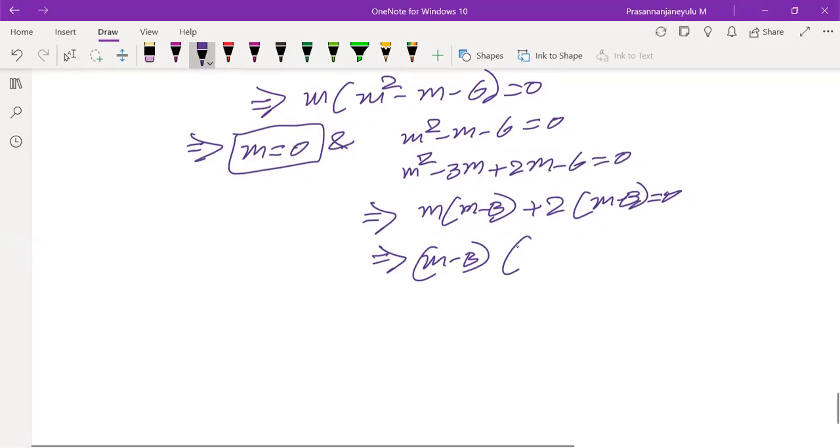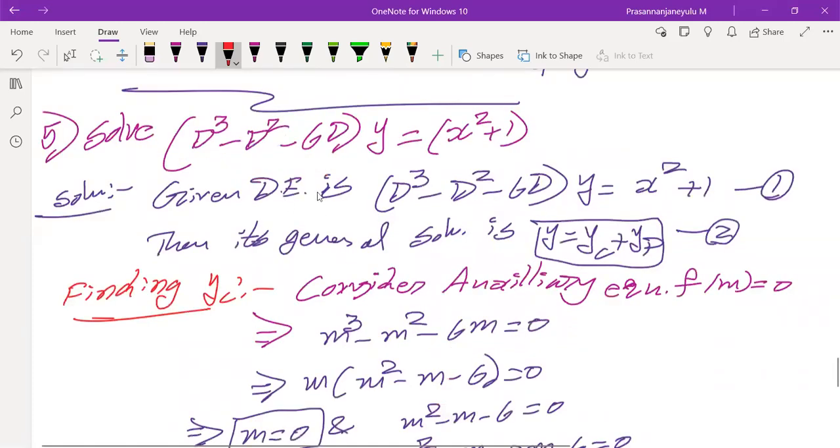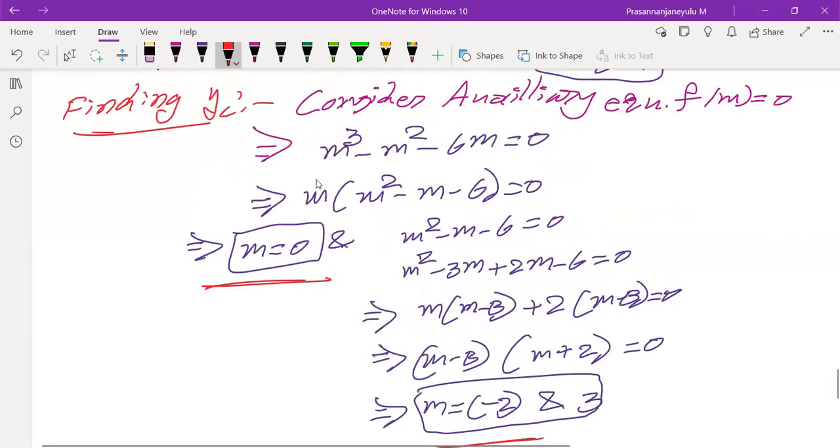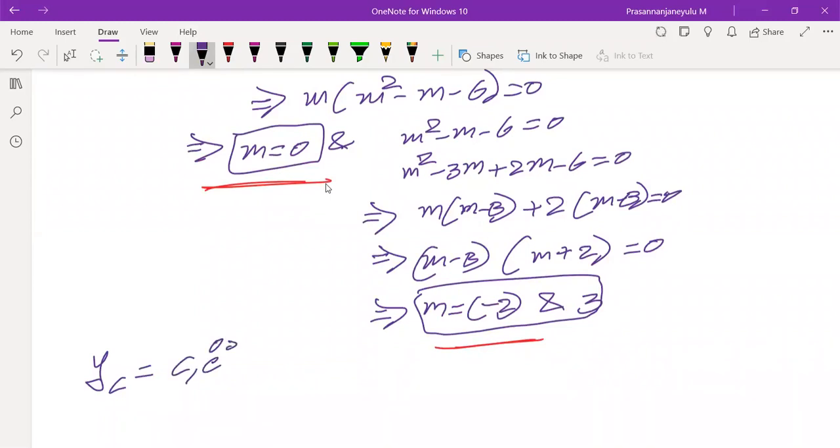One second, students. What I am saying: if the order of the given differential equation is 3, then are we going to get 3 roots or not? Then concentrate on writing yc. yc is equal to c1 into e power m1x. What is m1? 0. So e power 0x, plus c2 into e power minus 2x, that is m2, plus c3 into e power m3x. m3 value is 3. Taking this as equation number 3.